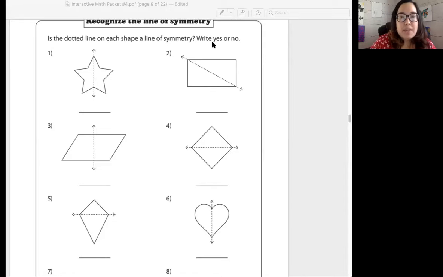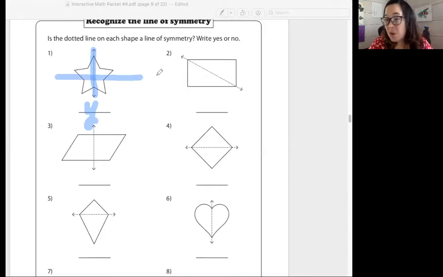Okay, great job. Thank you for coming back and being so awesome. Okay, so I have a star and my line is going straight down right here. So if I were to fold this in half, would it be symmetrical? Yes, it would be. What if I folded it like this? If I folded it that way, would it be symmetrical? No, it wouldn't, right? So it does matter what way my line is going.